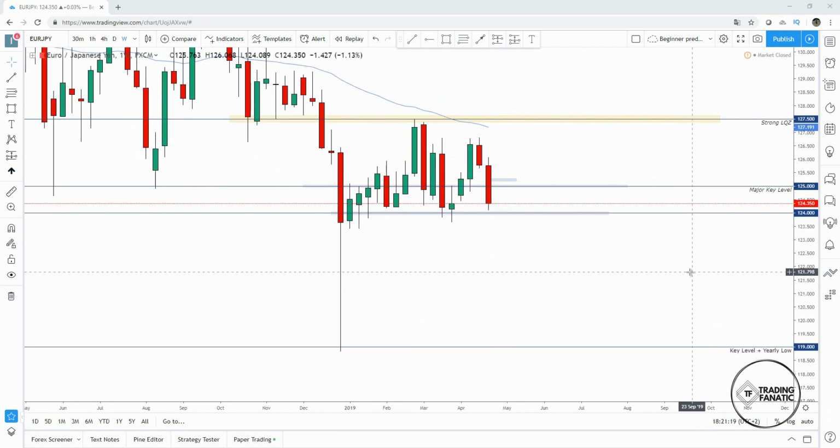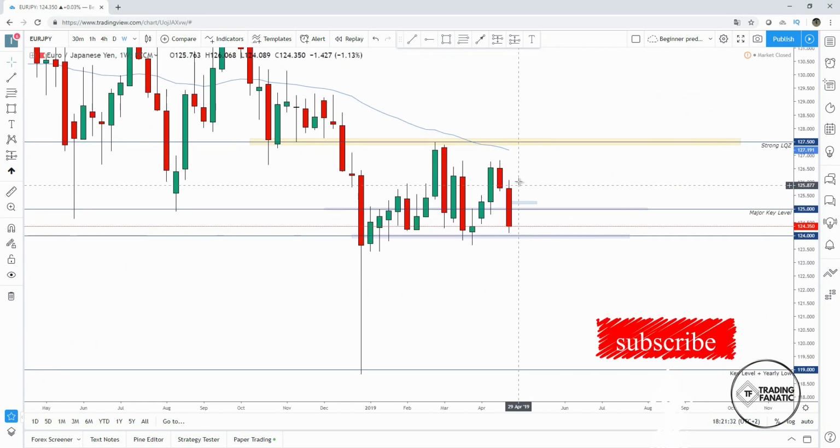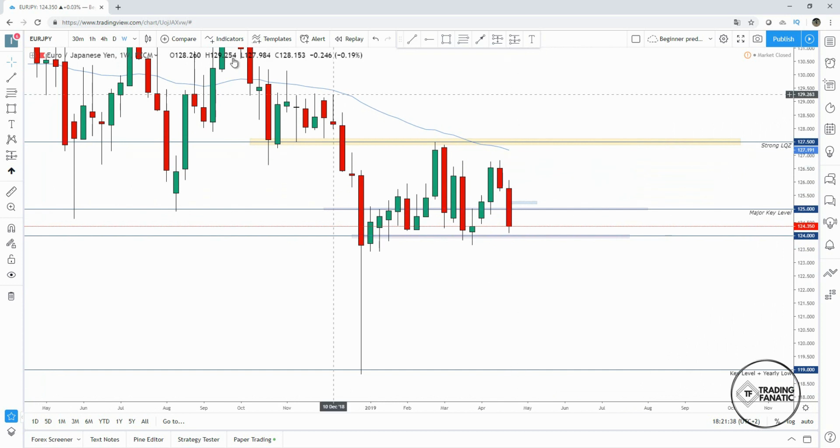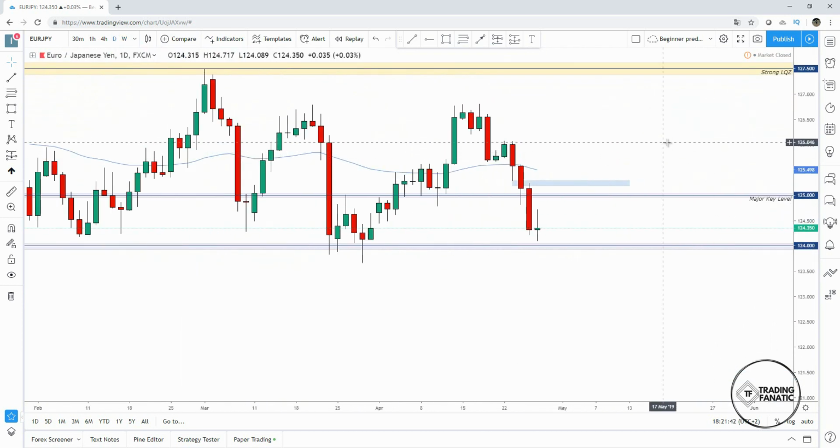Here we have EJ. We see the pair trading between 127.5 and 124.0, which are both strong liquidity zones and psychological levels of the pair. So looking at the last weekly candle, we see it has closed very bearish, indicating that bears are currently in control of the market. Dropping down to the daily time frame, very simple, we have this leg down.